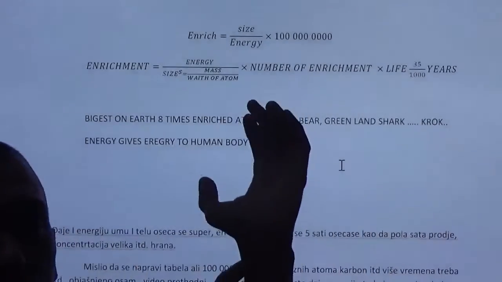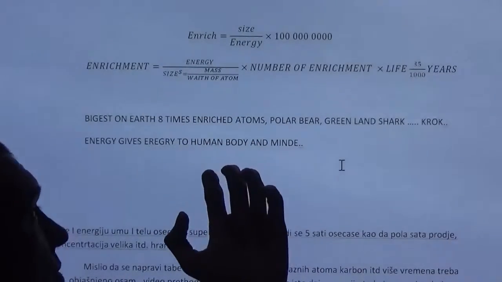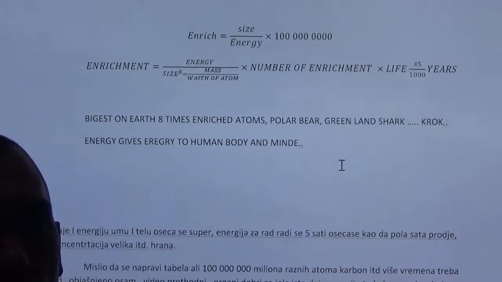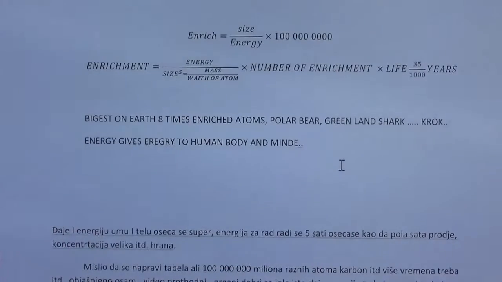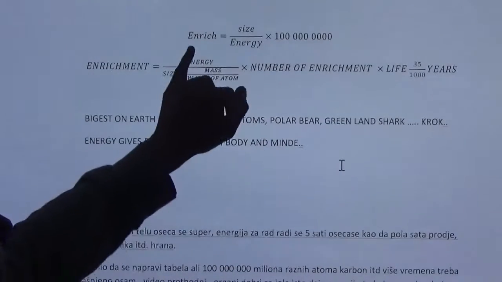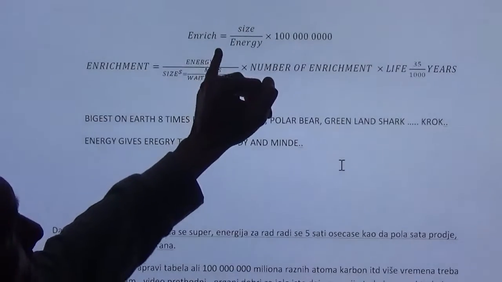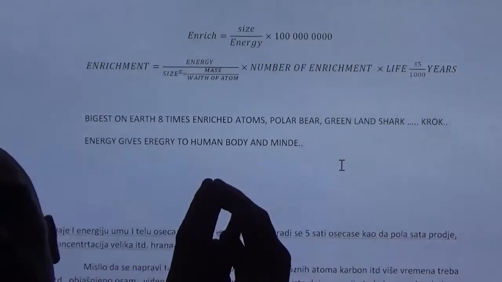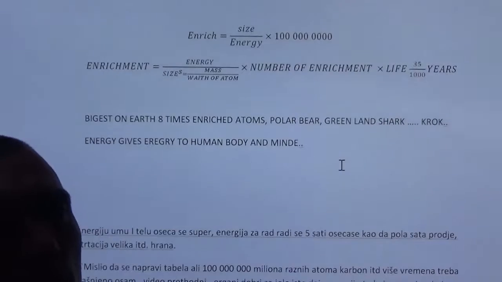And then when it comes into the blood, it will give 5 times more energy to the human body, and then the human being will live longer, be young longer, and so on, is the aim and goal of the physics. So enrichment equals the size of the food, the atoms, which is divided by their energy. So the more energies the atom is, the bigger it is, and the heavier it is. Of course, people can understand that.